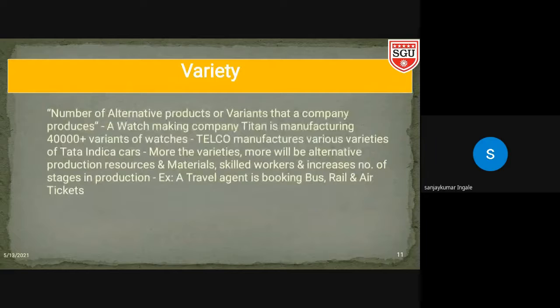Watchmaking company Titan manufactures 40,000 plus variants of watches. For example, Telco manufactures a variety of Tata Indica cars. The more the variety, the more alternative production resources and materials, skilled workers, and increased number of stages in the production.